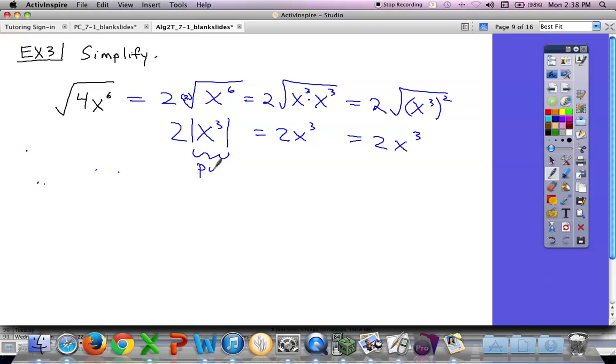Put absolute value symbols to ensure that it's greater than 0. Right? Because we know that a square root has to be positive. We cannot have an x to the 3rd outside unless it's an absolute value. Now it has to be positive.